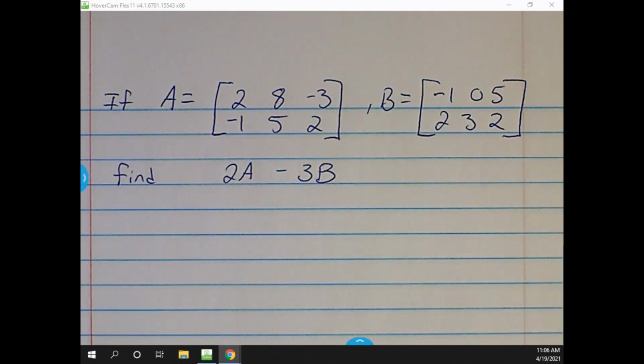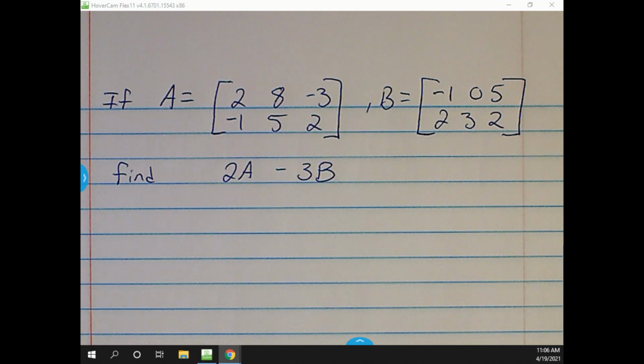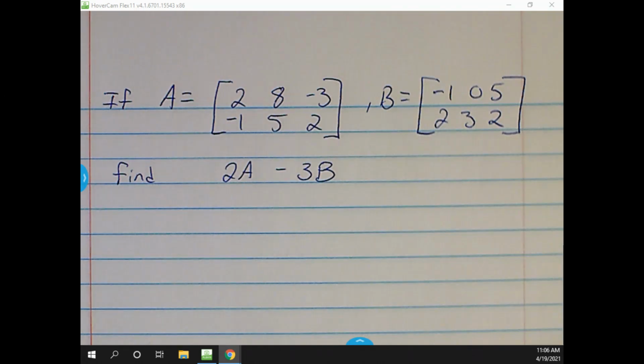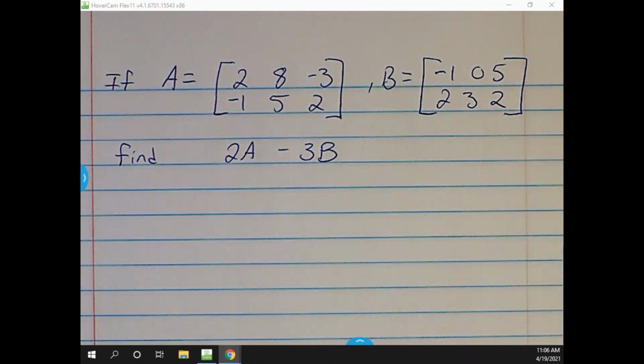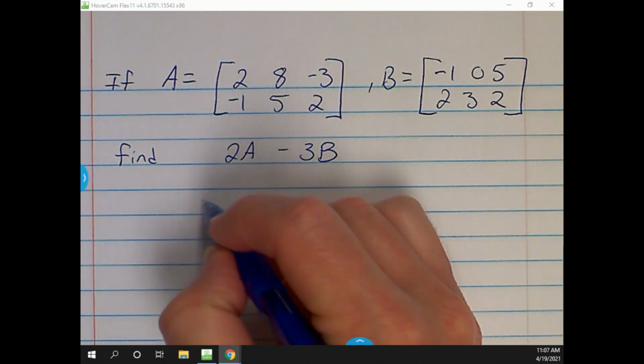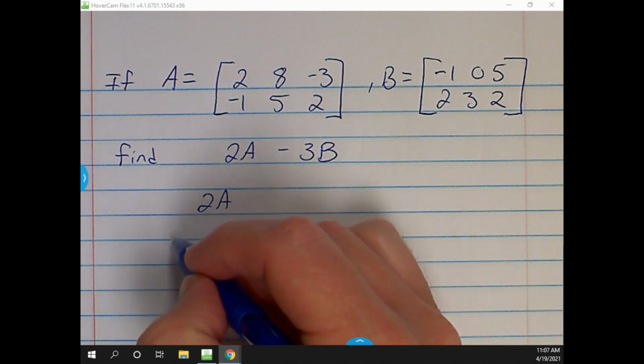May tell you to do something like this. Find 2A minus 3B. For subtraction problems, you actually have two different options on this one, because the 2A part is pretty straightforward. So we'll do 2A below this, just so we can see what we're doing here.